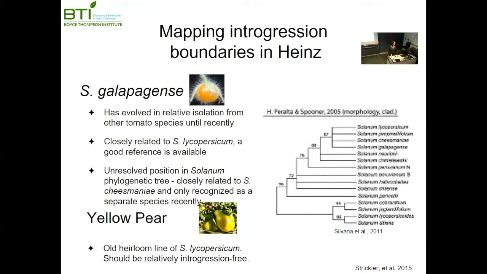Also, since we knew that Heinz, which is our reference genome, has pimpinellifolium in its parentage, we wanted to figure out where in the reference genome we could find introgressions from pimpinellifolium. To do that, we selected an old heirloom line, yellow pear. You can see another one of my garden pictures there. This is an old heirloom line that existed prior to modern breeding programs, so it should be free of introgressions. This was our control, basically.